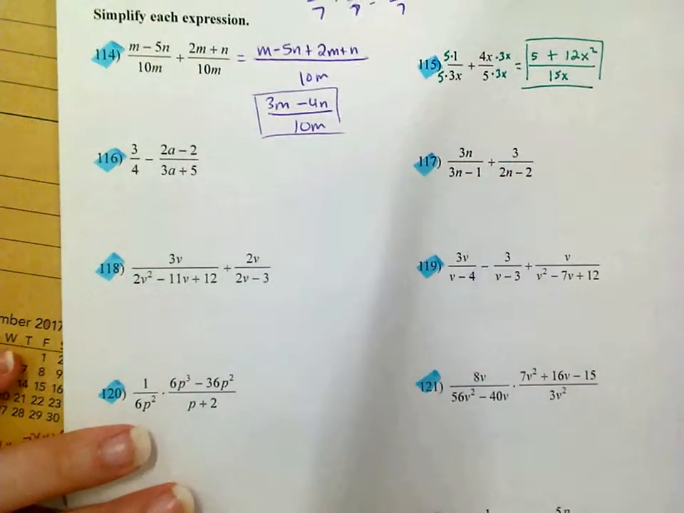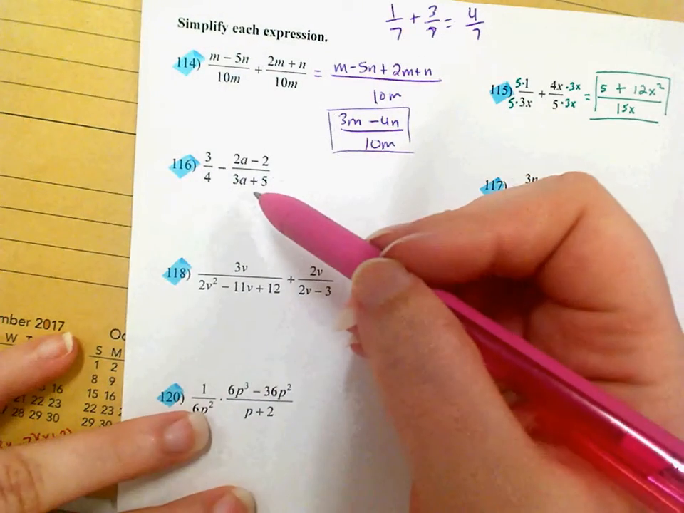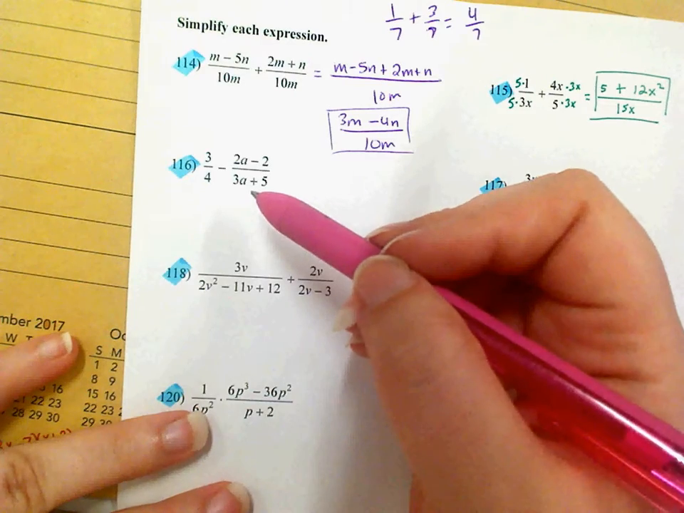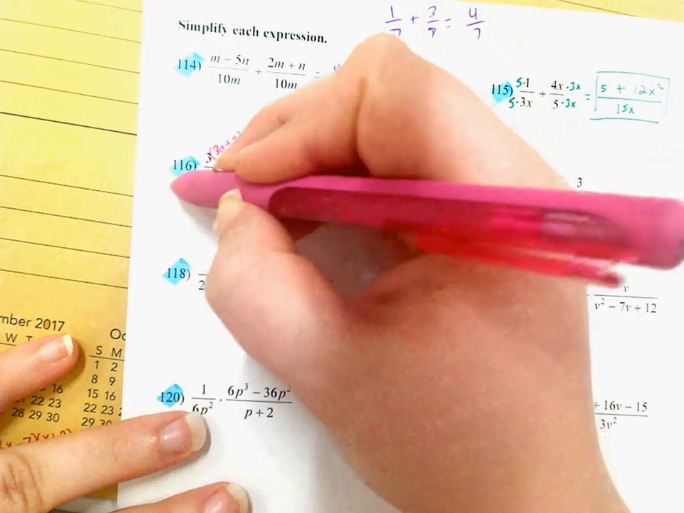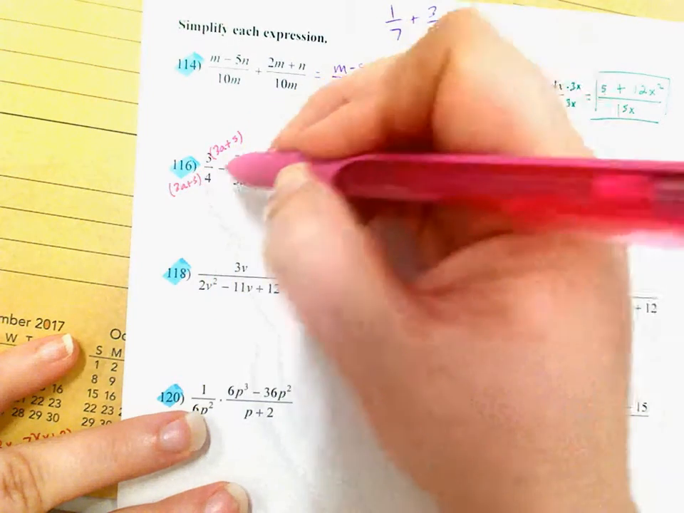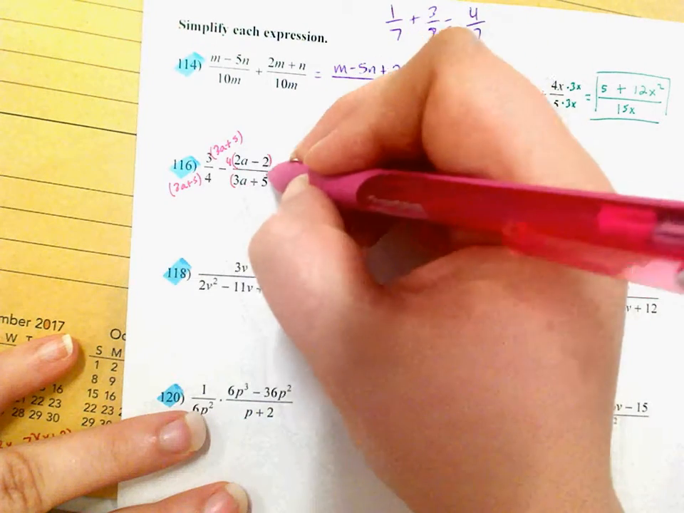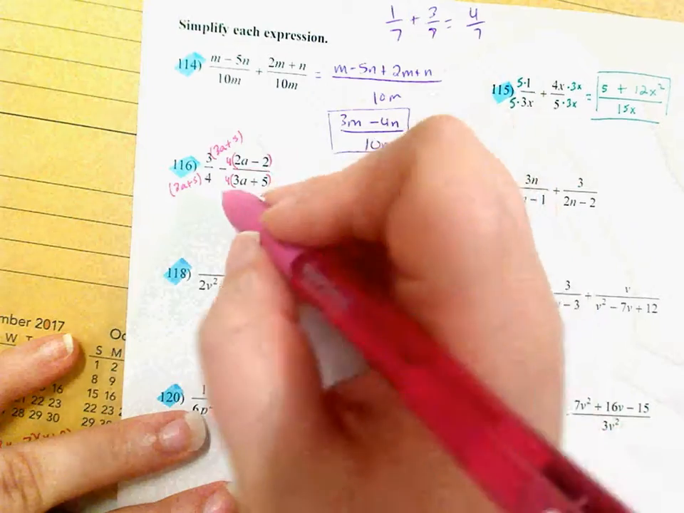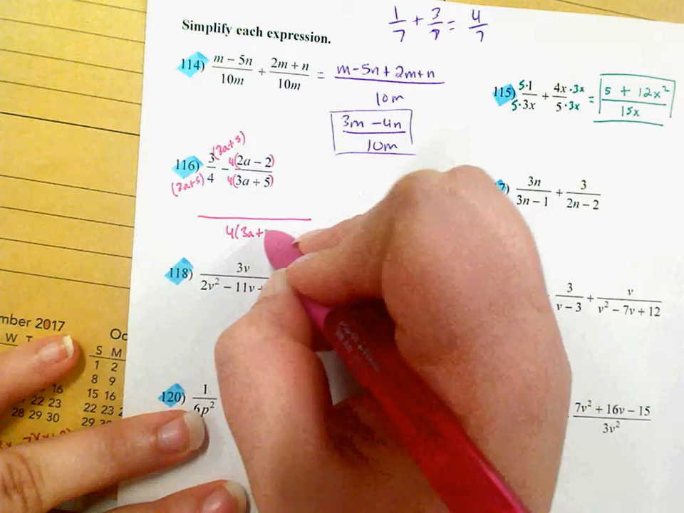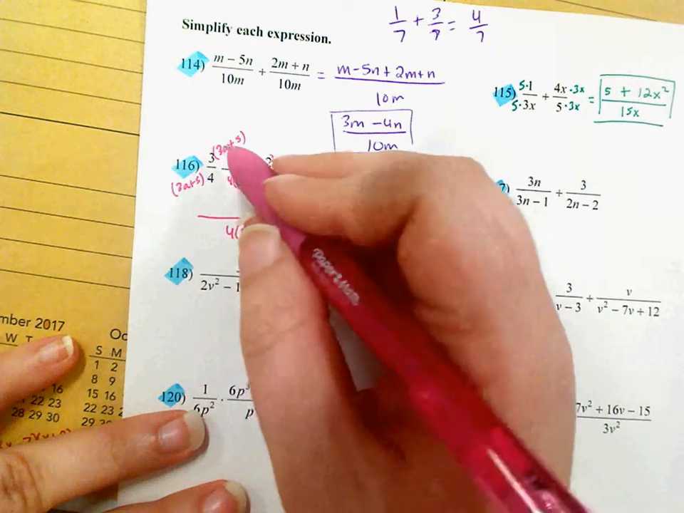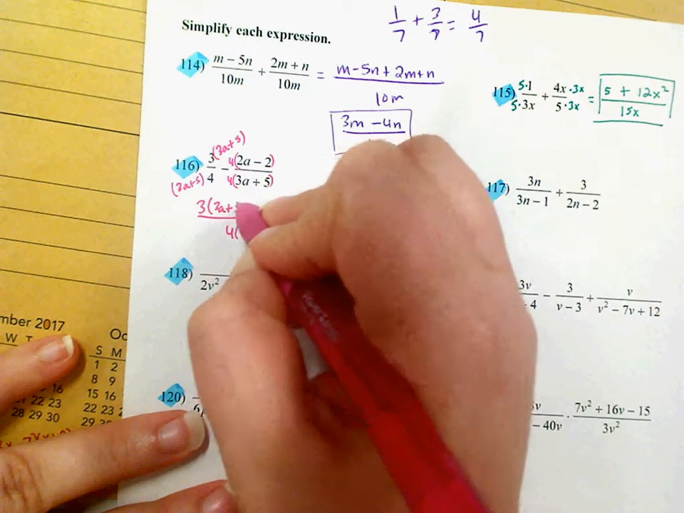On 116, 4 and 3a minus 5 do not have anything in common, which means they need each other. So I'm going to multiply this one by 3a plus 5 on top and bottom, and on this side, I'm going to multiply by 4. Now I could put the 4 at the end, but I'm going to put it right there to make it a little easier to see that the denominator is 4 times 3a plus 5. Right? We have a common denominator. The numerator is 3 times 3a plus 5 minus 4 times 2a minus 2.